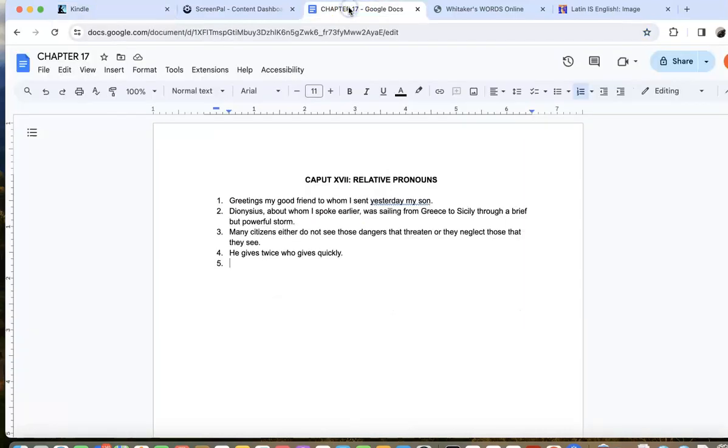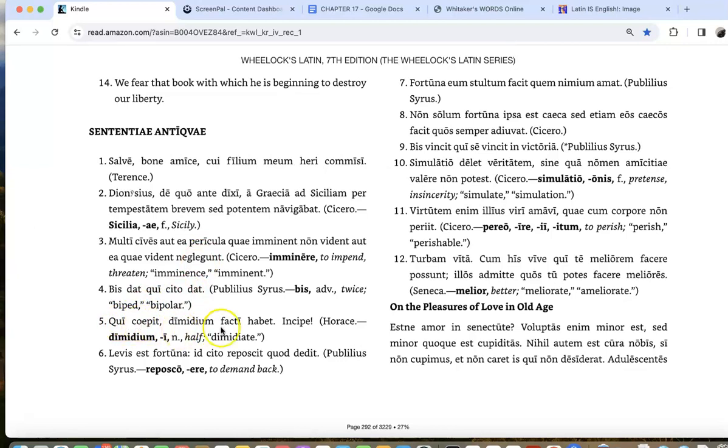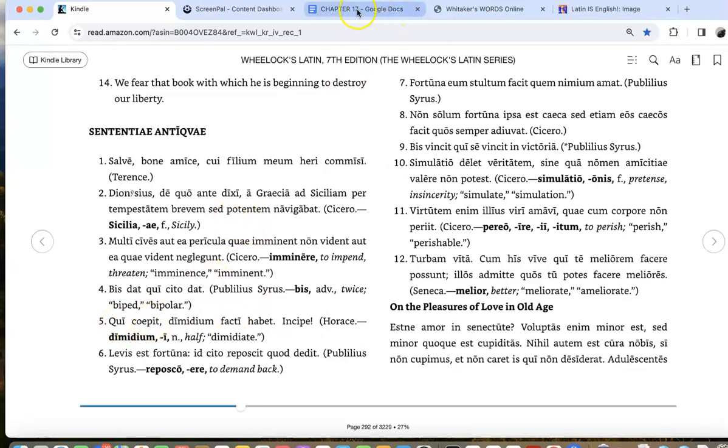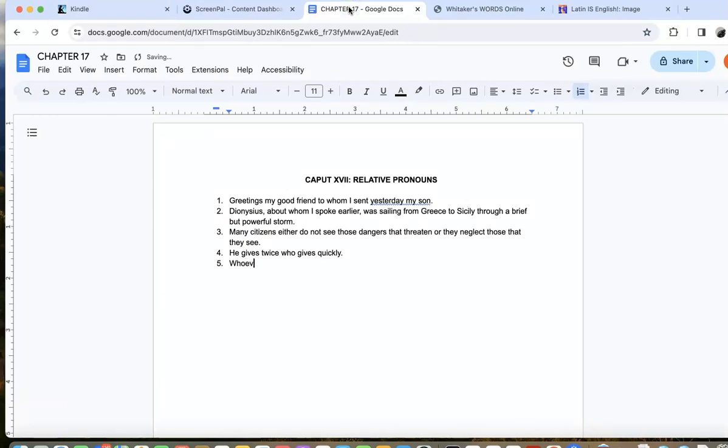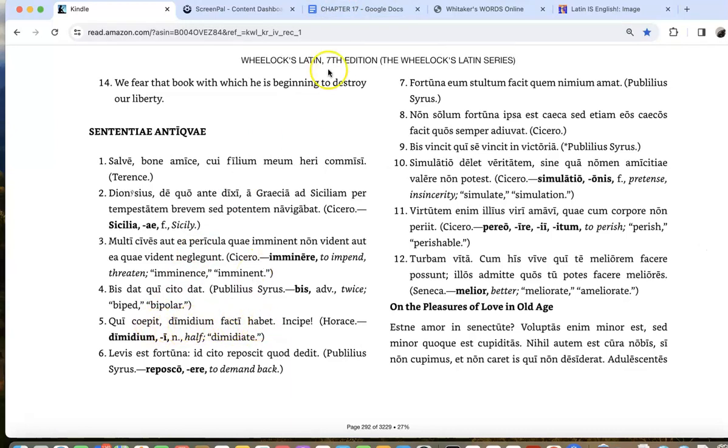All right, let's take a look at number 5. So we have qui caepit dimidium facti habet incipe from Horace. Most famous, of course, for Carpe Diem, seize the day. So here we have whoever begins, or I guess whoever began, I guess it's past tense, so I'll write that out. So whoever began. Now this one is somewhat aphoristic, so it could be he who has begun would be another possible reading of that. But then has half of the deed.